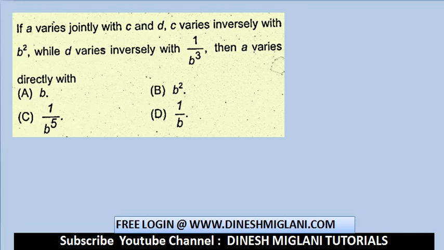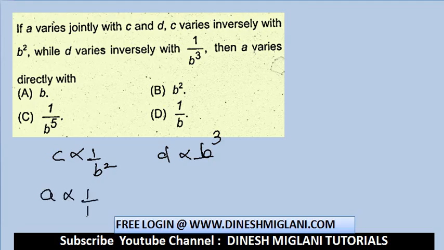A varies jointly with C and D. C varies inversely with B square. Right. Similarly, D varies inversely with 1 upon B cube. If I say D varies inversely with 1 upon B cube, so that is said to be B cube. The question is, A varies directly with C and D. So it means A would be taken as C into D, 1 upon B square into B cube, so that is B. The answer to my question is said to be A. So A varies directly with B.